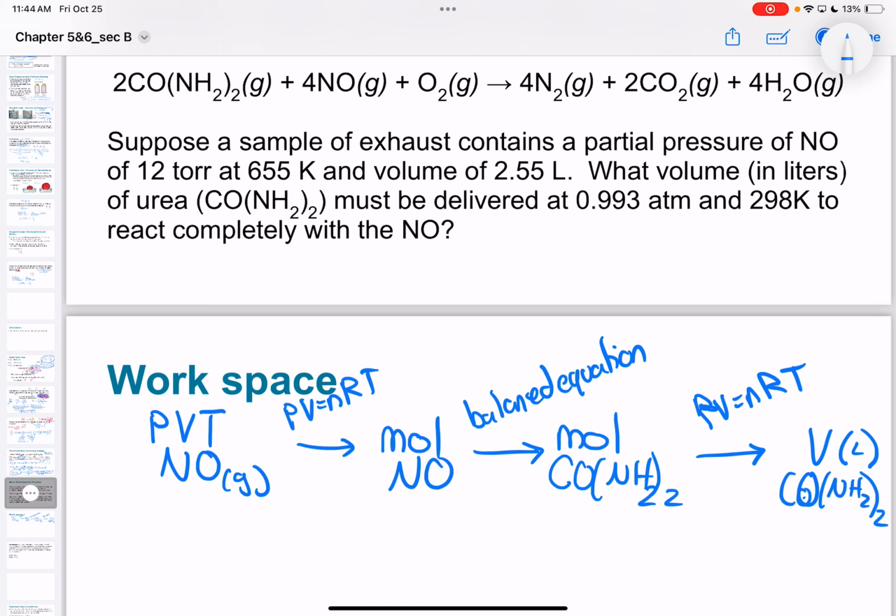So it might seem like a lot initially, but it really is just doing PV equals nRT twice. You do it on the front end to get moles, and then you do it on the back end to get volume.